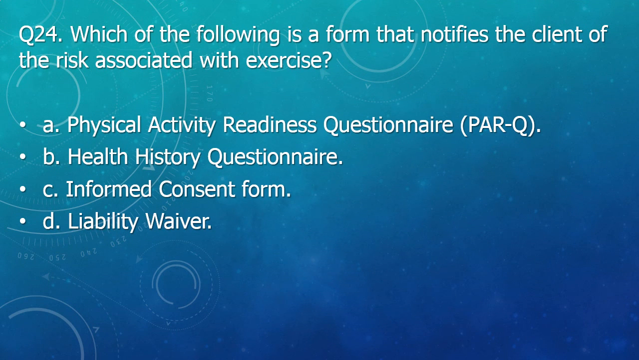Question 24. Which of the following is a form that notifies the client of the risk associated with exercise? A. Physical Activity Readiness Questionnaire, PARQ. B. Health History Questionnaire. C. Informed Consent Form. D. Liability Waiver. Question 24. Answer C. Informed consent form.